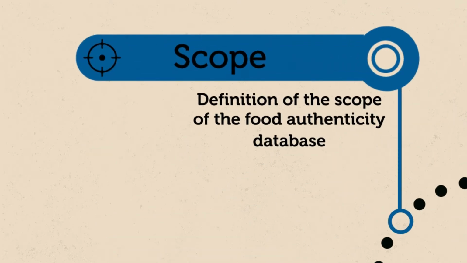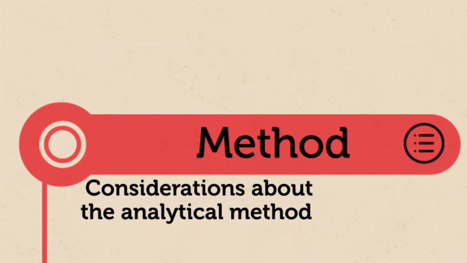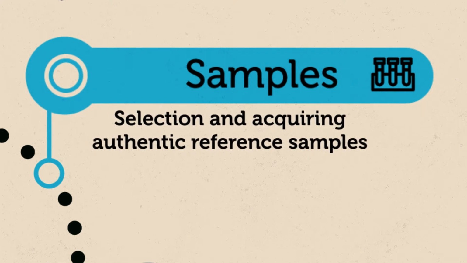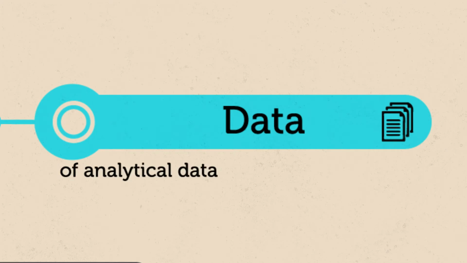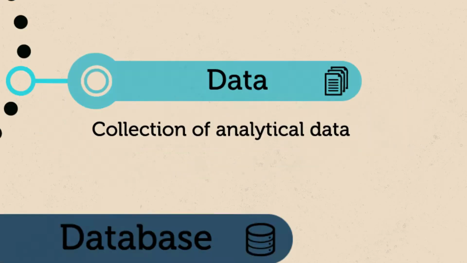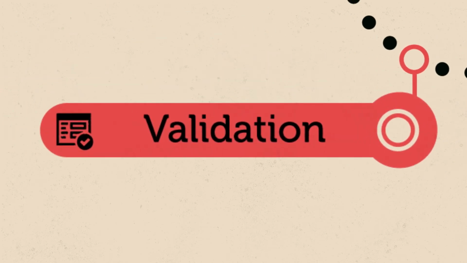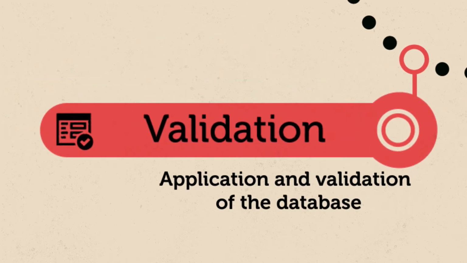Definition of the scope of the food authenticity database. Considerations about the analytical method. Selection and acquiring authentic reference samples. Collection of analytical data. Building of the database. Application and validation of the database.